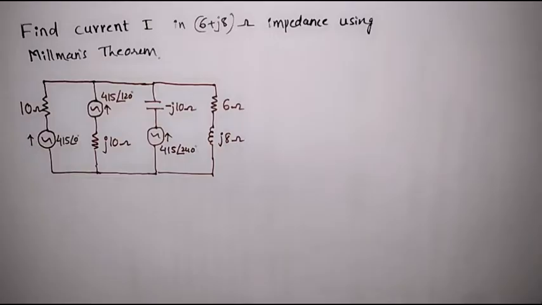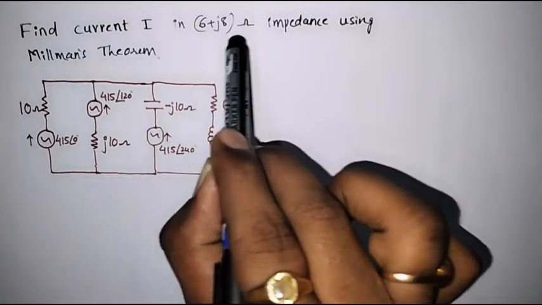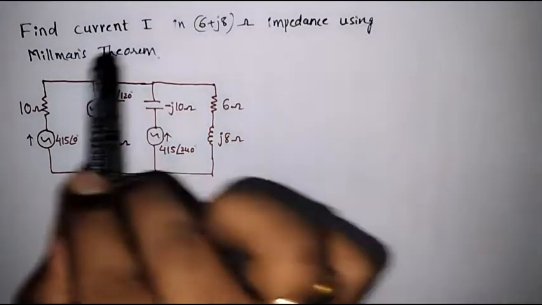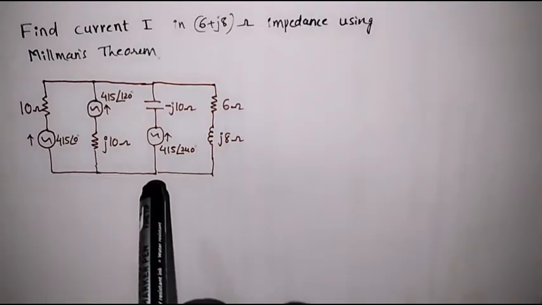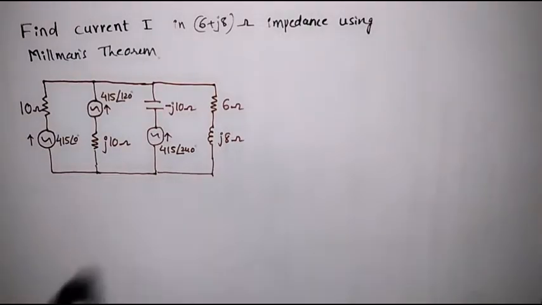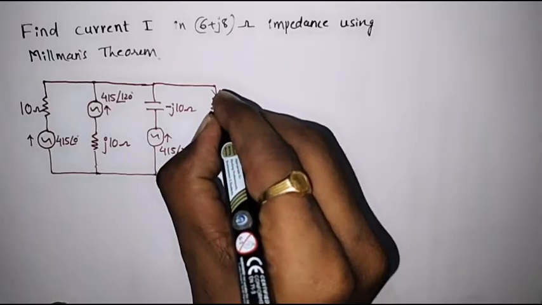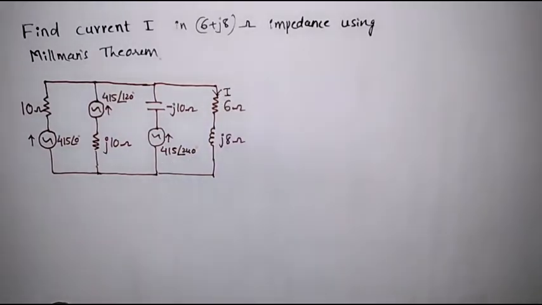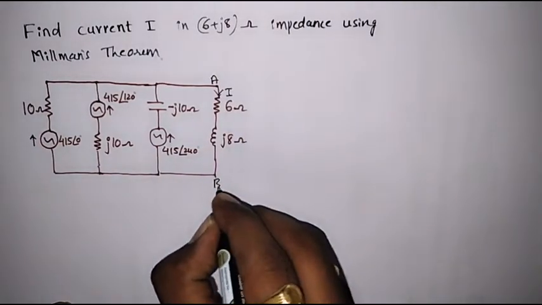Let's take one example on Millman's theorem. Find current I in 6 plus J8 ohm impedance using Millman's theorem. Here the circuit is given. We are supposed to calculate current through 6 plus J8 ohm. We'll assume that current I is flowing in 6 plus J8 ohm and it is connected between the terminal.